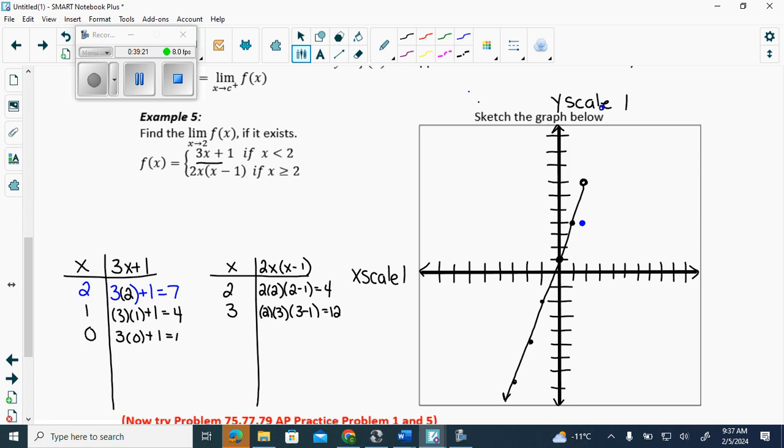Now this, if you don't know how to sketch the graph, look at the equation. It is 2x times x minus 1, which is 2x squared minus 2x, which is a quadratic, correct? So this is part of a quadratic graph. So it's going, okay, this is supposed to be blue. It's going up.